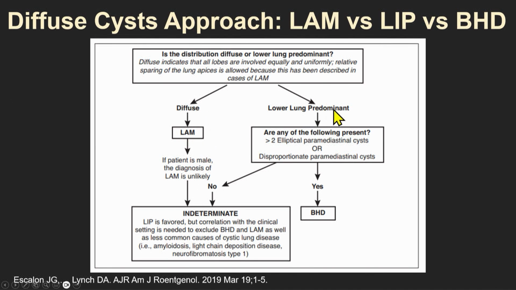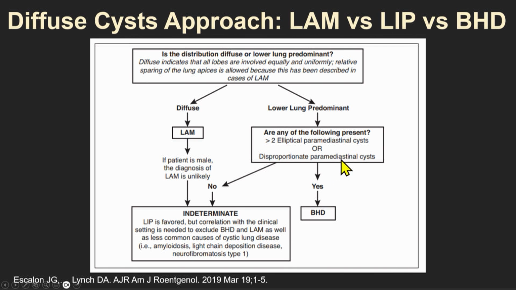If it's lower lung preponderant, then what? Now you're dealing with usually a LIP case or a BHD case, let's just say that, BHD case. And so how do you figure out LIP versus BHD? Well, Birt-Hogg-Dubé, for some reason, likes to give you these elliptical paramediastinal cysts. And I'll show you a couple examples in a little bit. It looks very funny. When you see it, it's so characteristic, you can just burn that into your brain, and it's really, really specific for that disease setting.